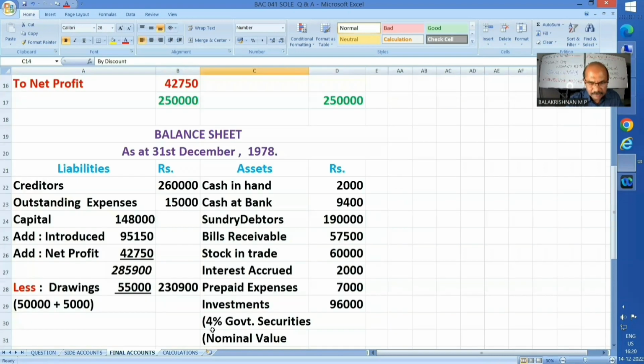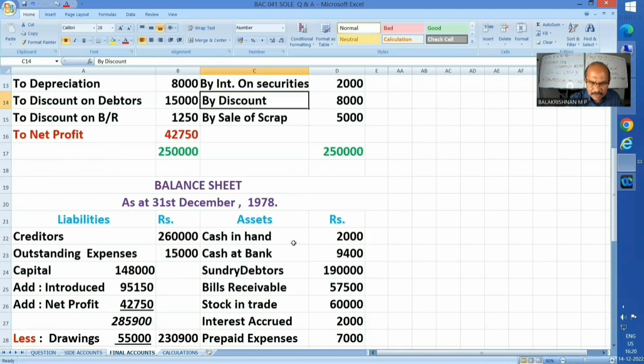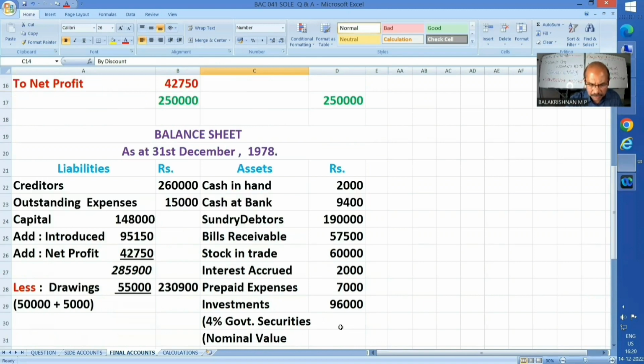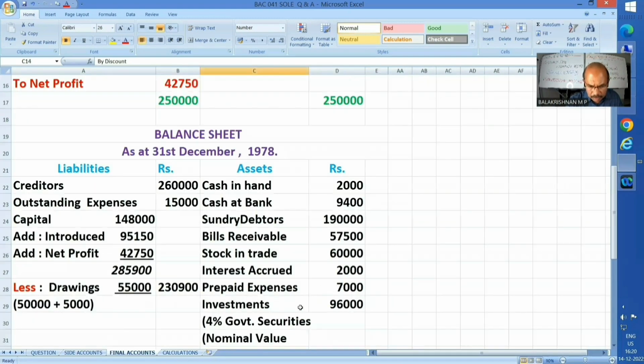And interest accrued. We know that any adjustment comes in 2 places. Interest accrued 2,000. Interest on securities we worked out as a nominal account, and it is shown in the profit and loss account. Since we have yet to receive it, as a current asset, we are showing it here. Prepaid expense also similarly. And investment, 96,000. It is available in our cash book also. So 96,000 we have shown there.